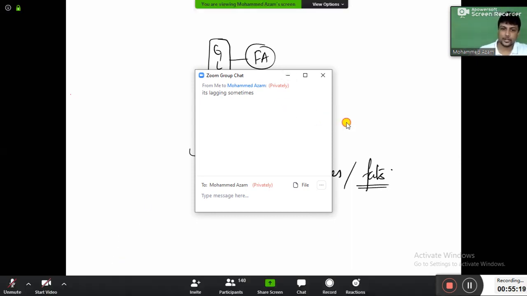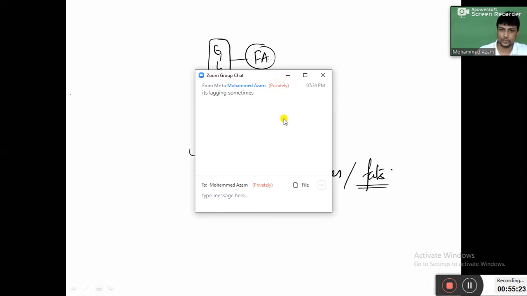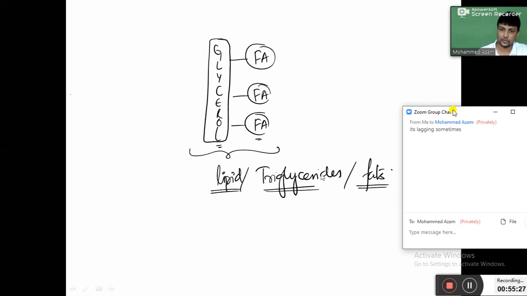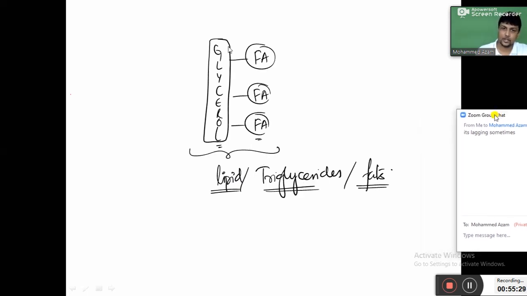So what I was trying to tell you is that on one molecule of glycerol, there will be three fatty acids attached, and that's the reason why that lipid is also known as triglyceride.